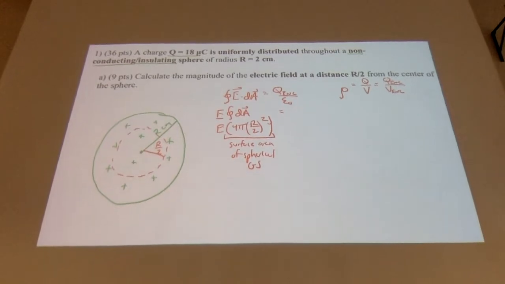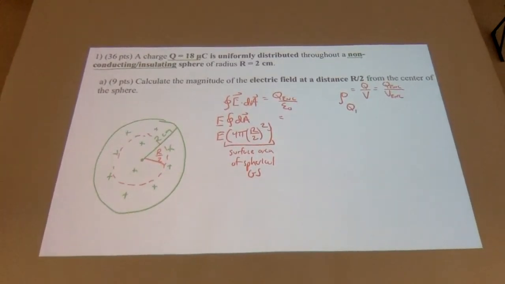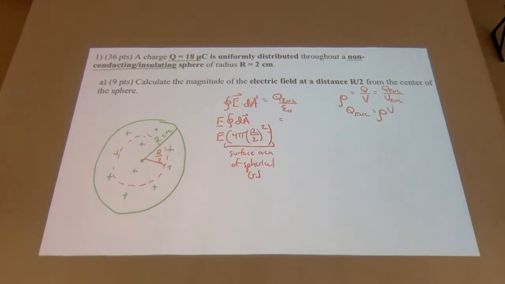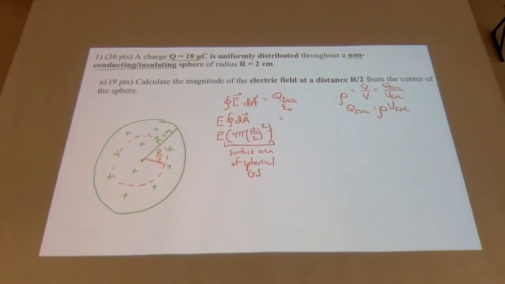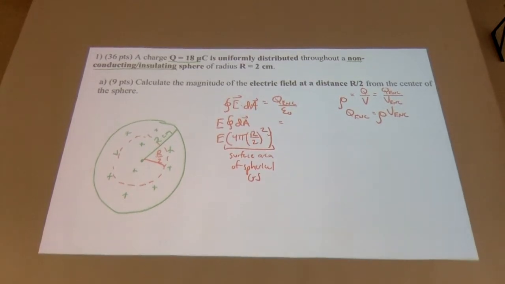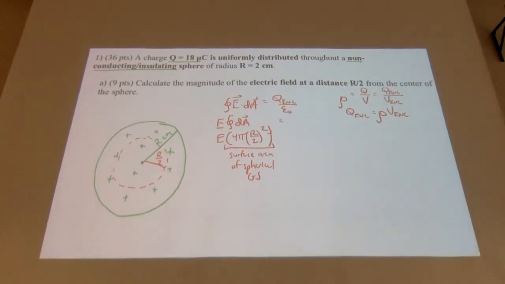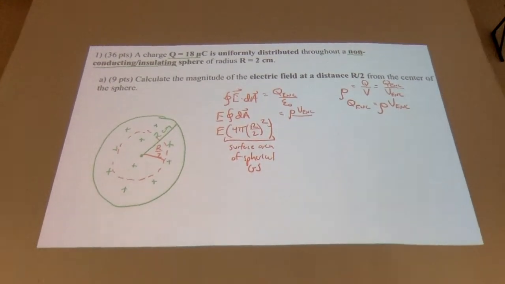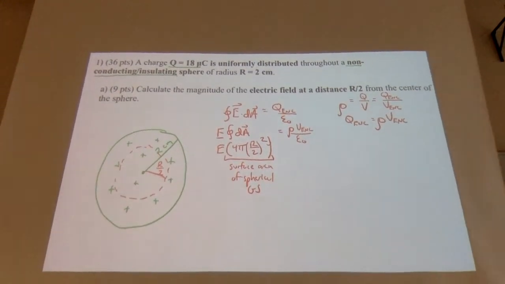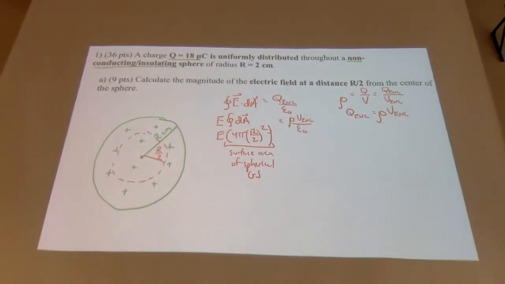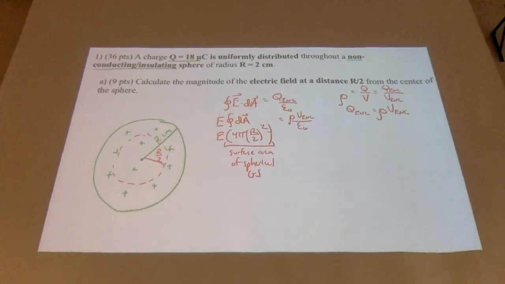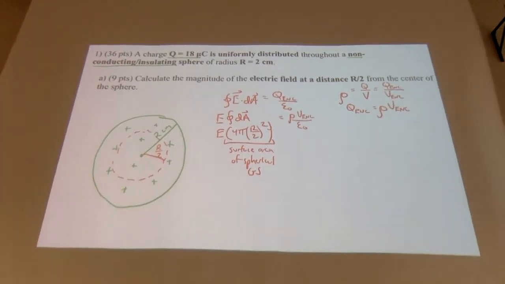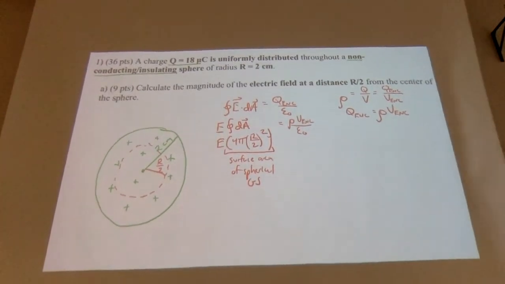So we can take this and rearrange it so we have something to plug in for Q enclosed. It is the density times the volume that's enclosed. So let's write that down over in our equation. The density times the volume enclosed. And we still have an epsilon naught in the denominator. Let me pause there for a second and see if there's anything you'd like to ask. Anything?